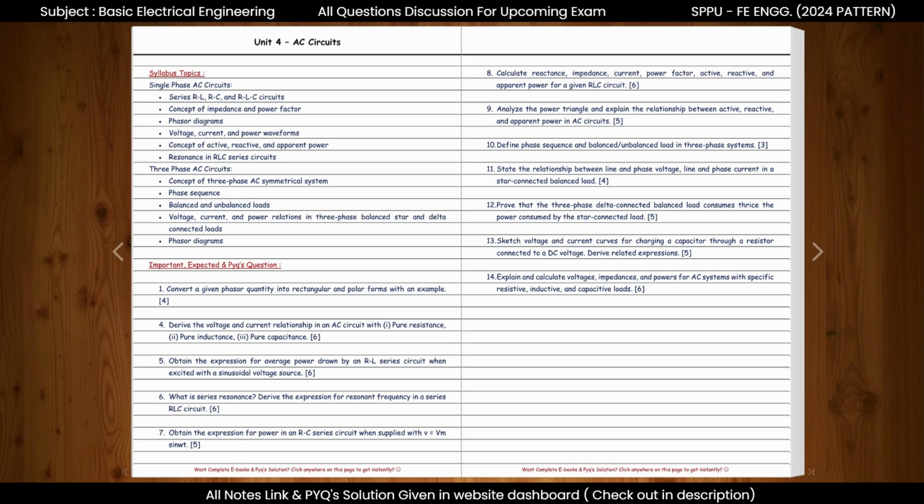Obtain the expression for power in an RC series circuit when supplied with V equals Vm sin omega t. For an RC series circuit, the power is also given by P equals VI cosine phi. The phase angle phi depends on the ratio of reactance of the capacitor and resistance. A capacitor causes the current to lead the voltage, which affects the power factor of the circuit.